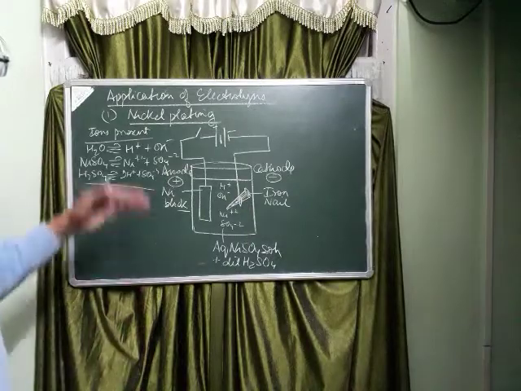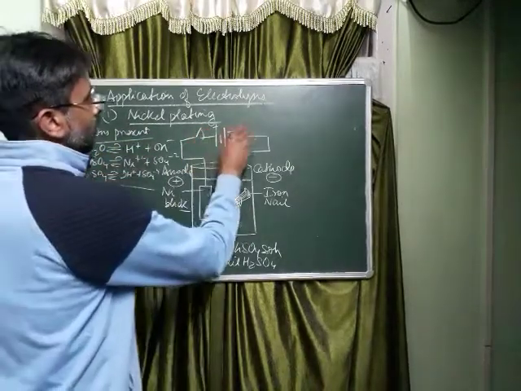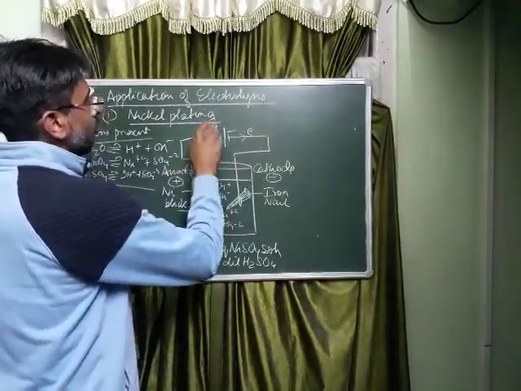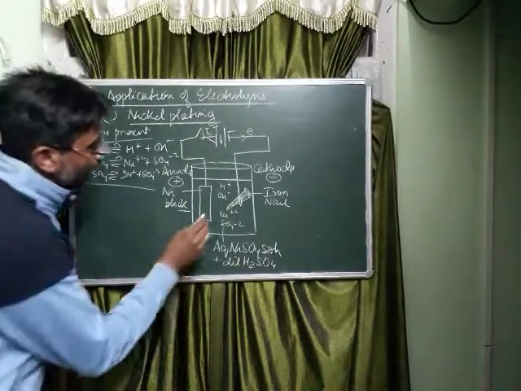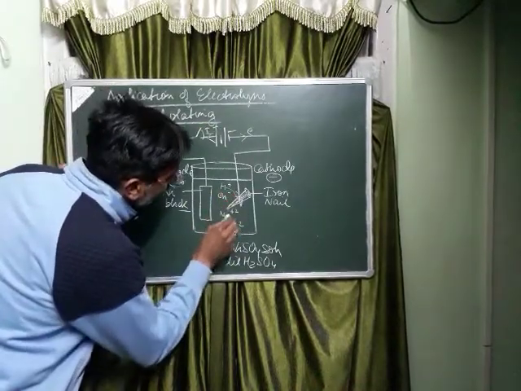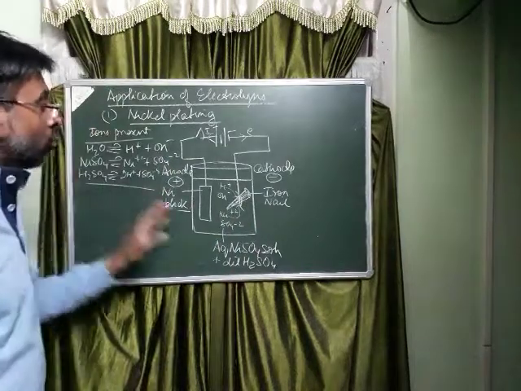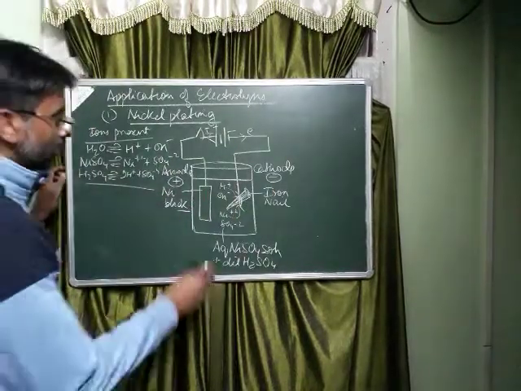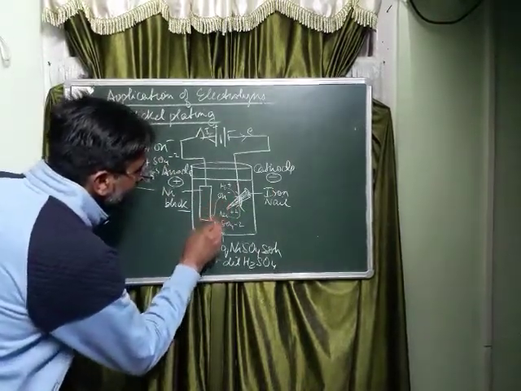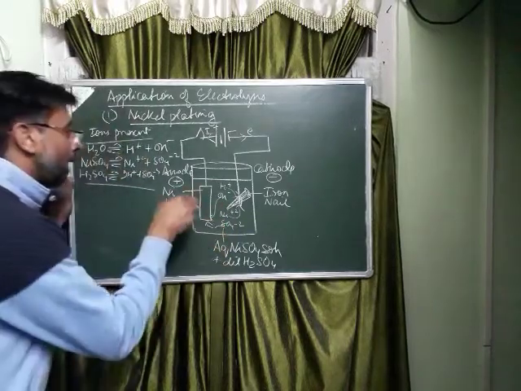Now when the switch is put on, electrons flow, current flows. The cations, that is hydrogen and nickel, go to the cathode. The anions, that is hydroxyl and sulfate, come to the anode.